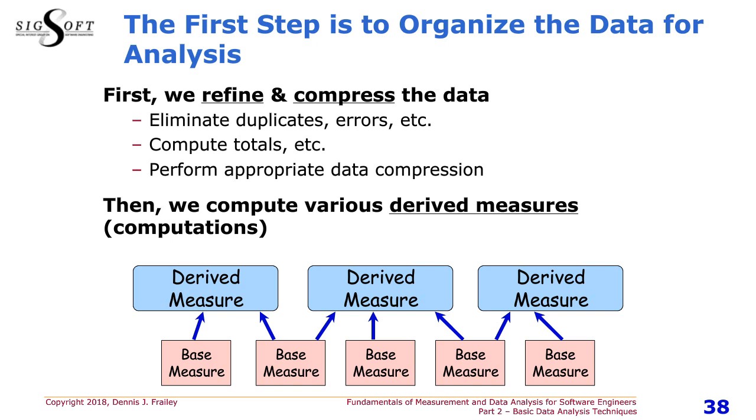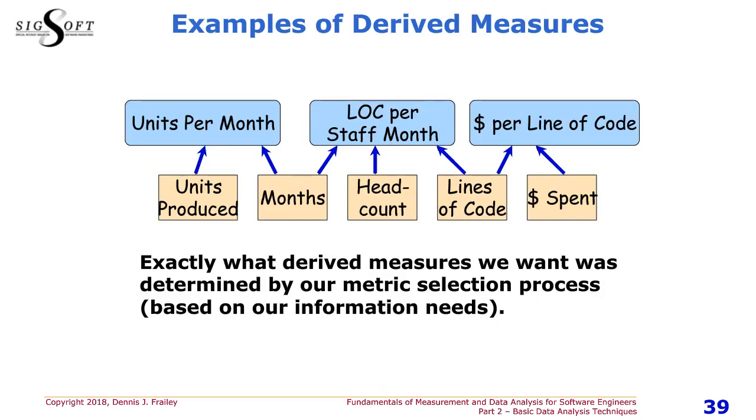Now, the idea is that the derived measures are based on information needs. They're things we can compute in order to answer our questions, to provide the information we need. Whereas the base measures are the things we can actually measure by looking at the thing that we are analyzing. Now, let's talk about analysis.